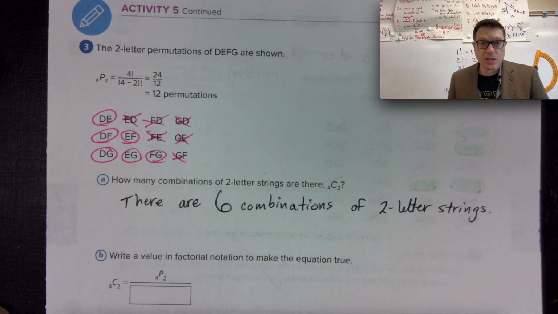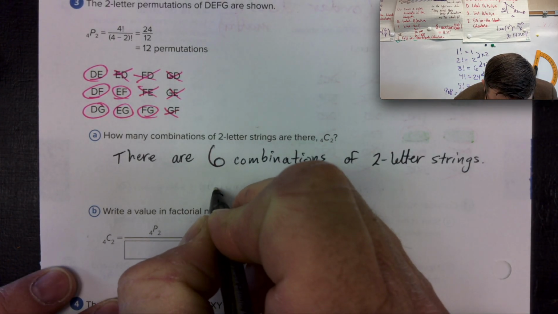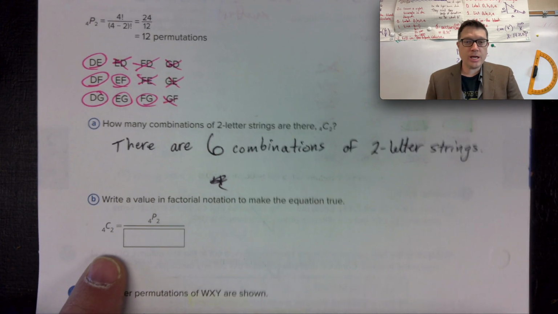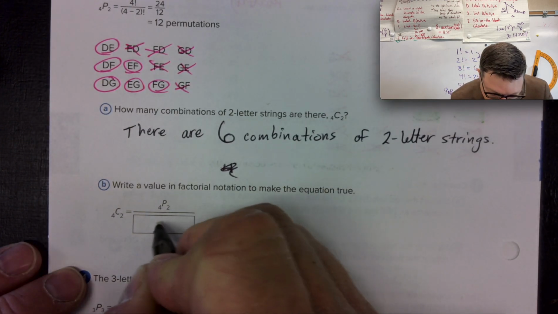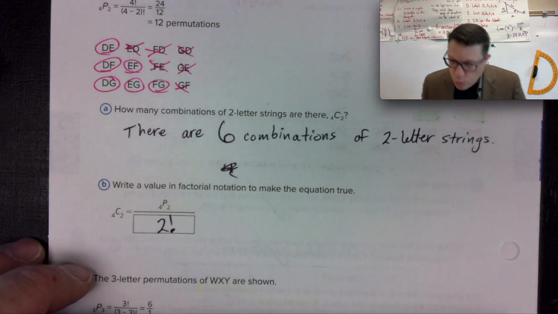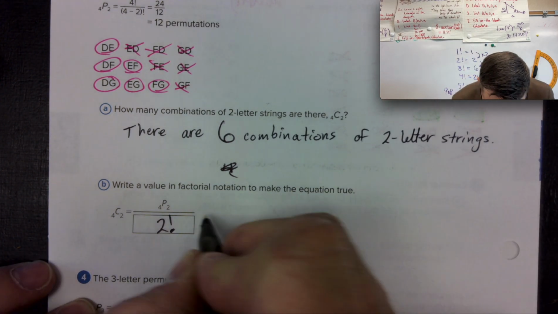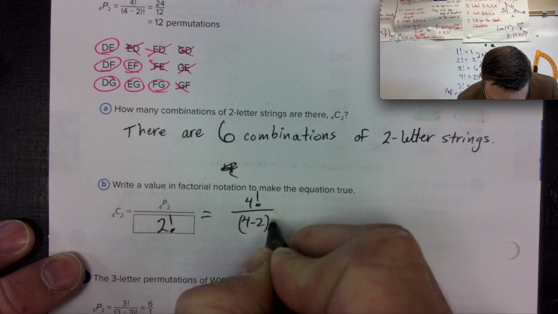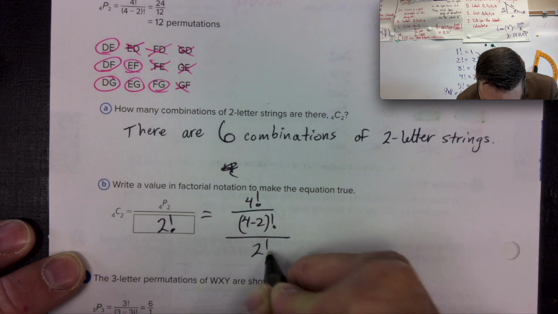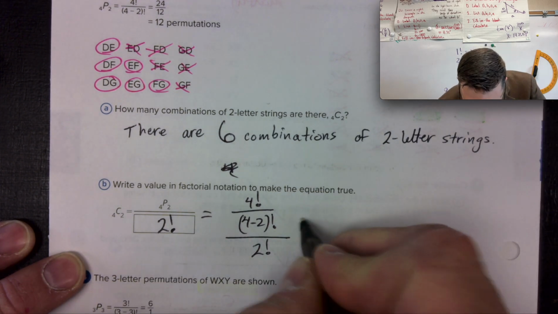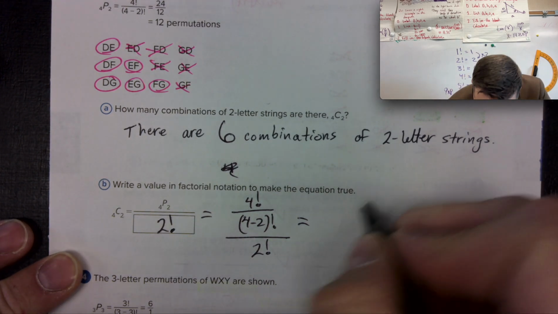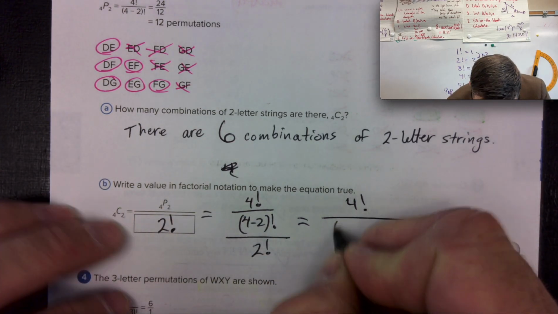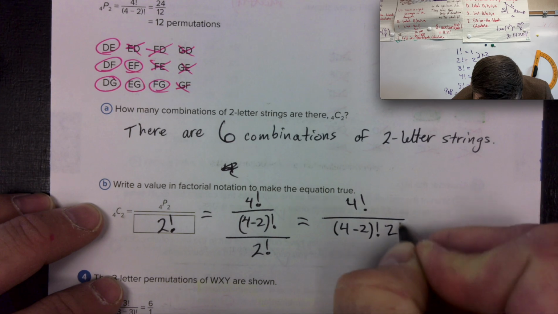And just to make sure that this works, we're going to do it here, 4 choose 2. So 4 choose 2 is the total number of permutations divided by the arrangements of the two-letter strings that we're keeping. So permutations would be 4 factorial over 4 minus 2 factorial, and then all of that is divided by 2 factorial. But this rewrites nicely like this: 4 factorial on the top, and 4 minus 2 factorial times 2 factorial on the bottom.